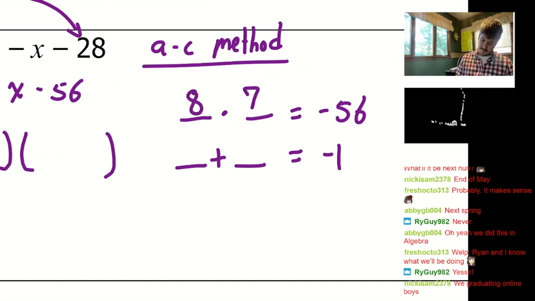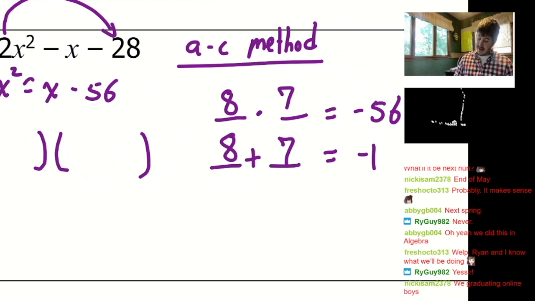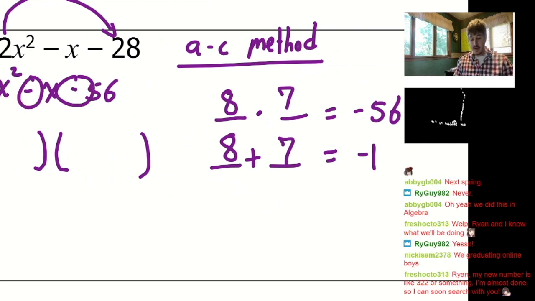8 and 7. One of them has to be negative, and because the negative comes first, it's negative, negative. The bigger number is negative, so it's negative 8 and 7. And that looks good. So I'm going to, over here.